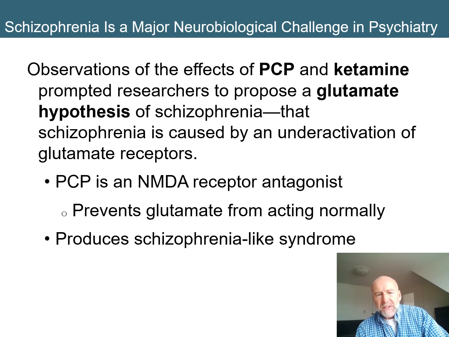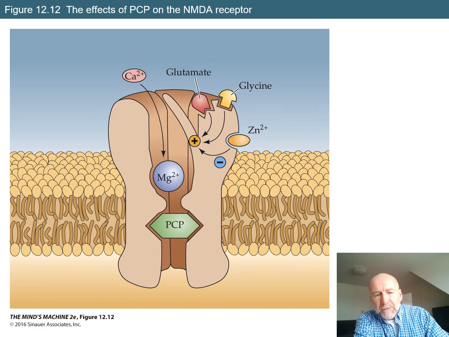We also have a hypothesis surrounding the neurotransmitter glutamate, and the hypothesis is that schizophrenia is caused by an underactivation of glutamate receptors. And the evidence we have for that is drugs like PCP and ketamine actually block some glutamate receptors, and this produces some schizophrenic-like symptoms. So that would be consistent with that hypothesis. Here's a graphic from your textbook showing how a drug like PCP might be blocking the glutamate receptor.